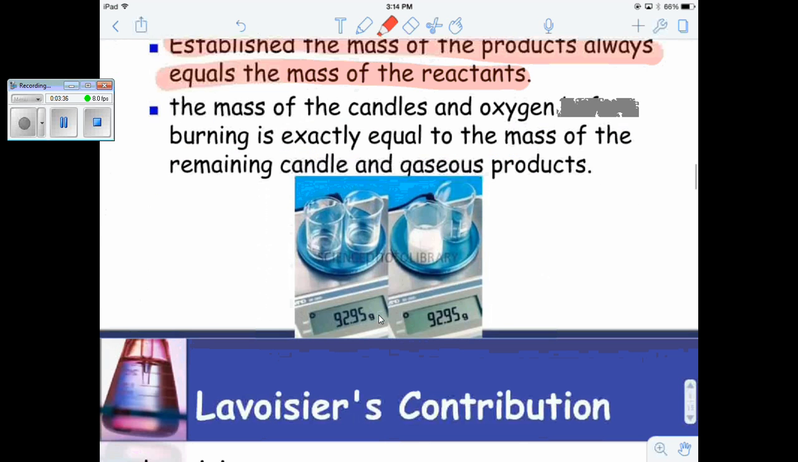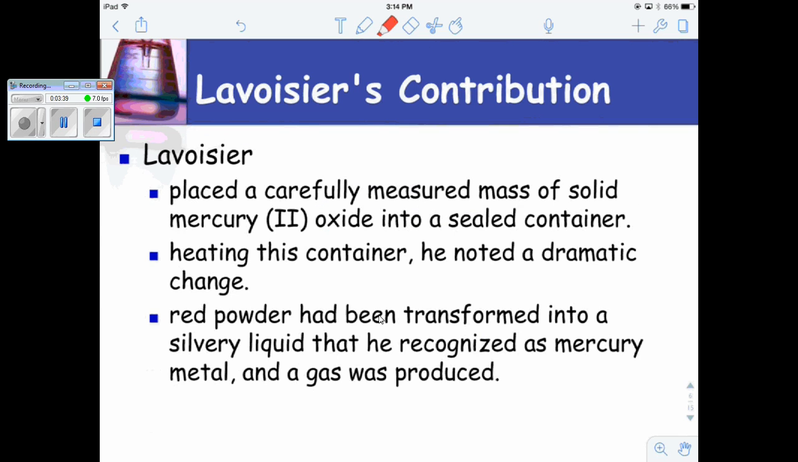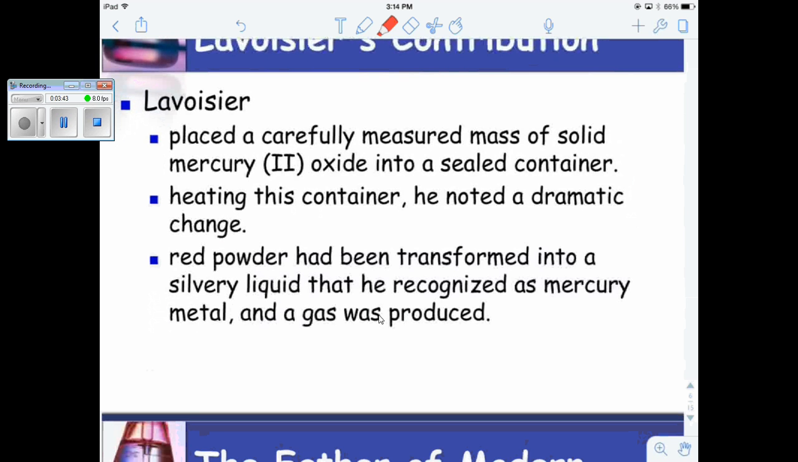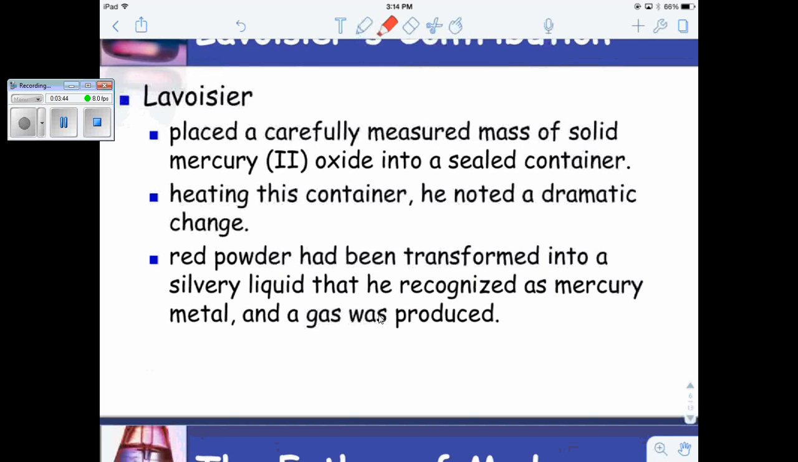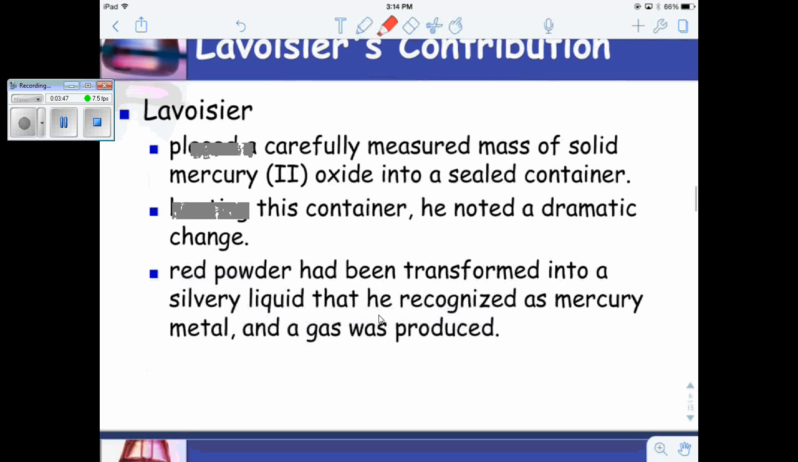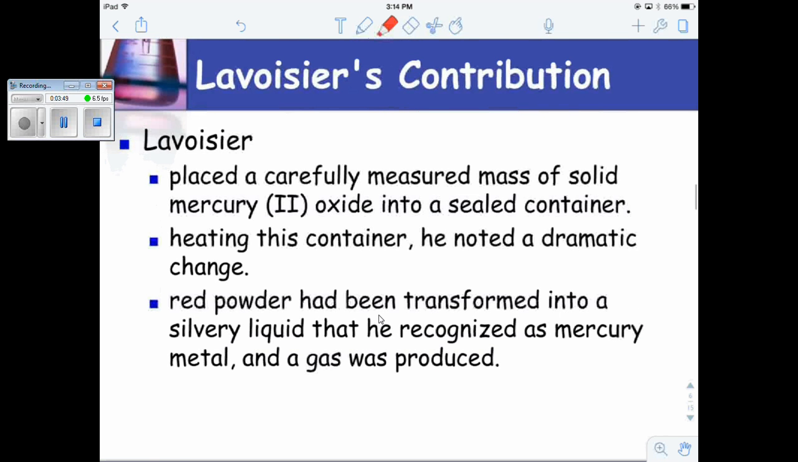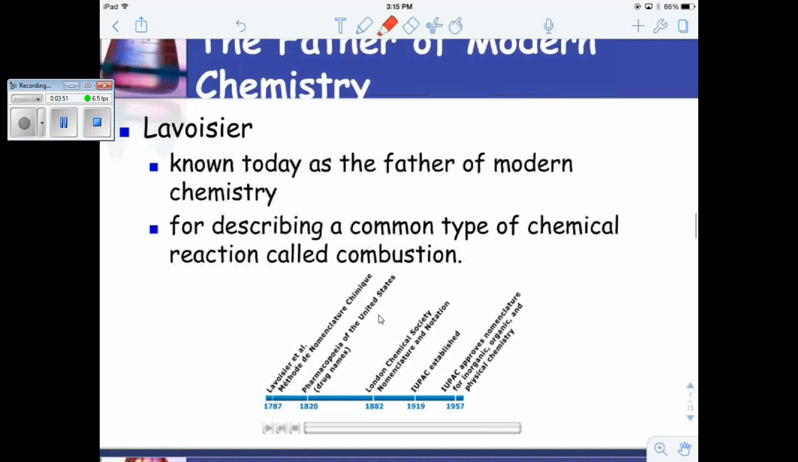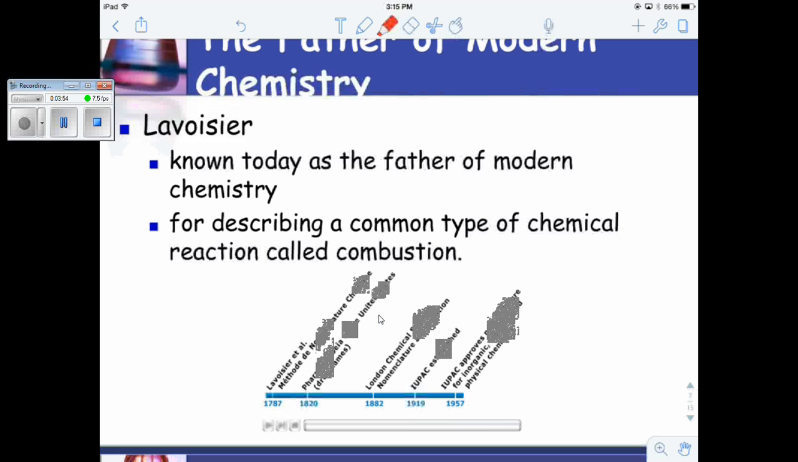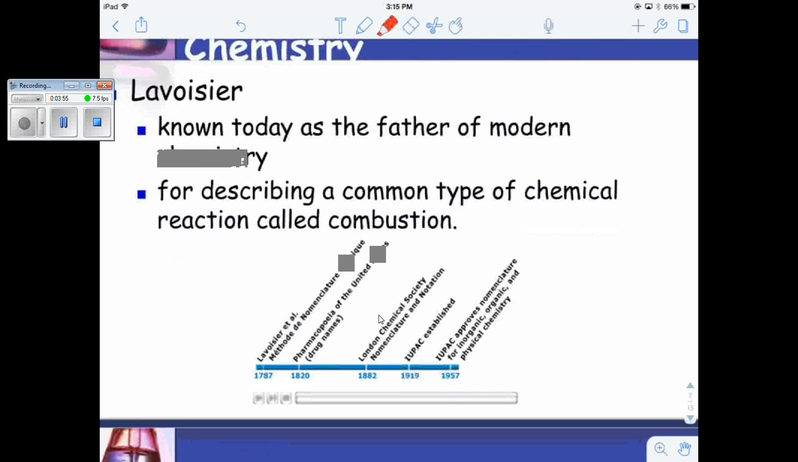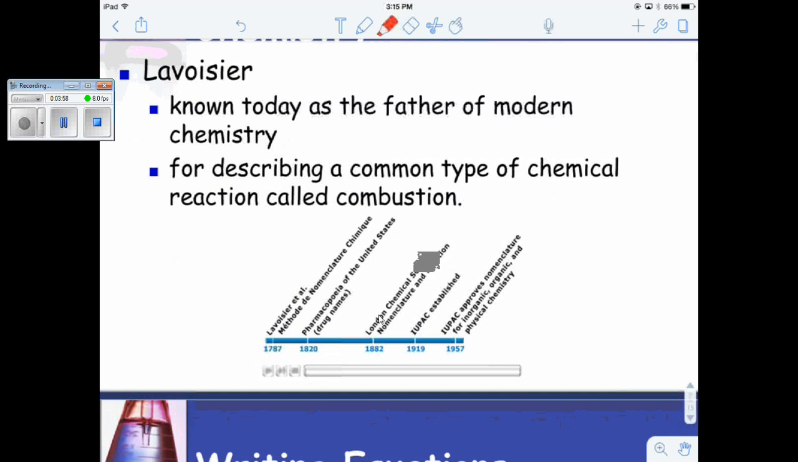And so that's basically what Lavoisier talked about with his conservation of mass. That's his main contribution. I'm not going to go into the specifics of it, but there's the specifics. He is known today as the father of modern chemistry for describing a combination of chemical reactions called combustion.